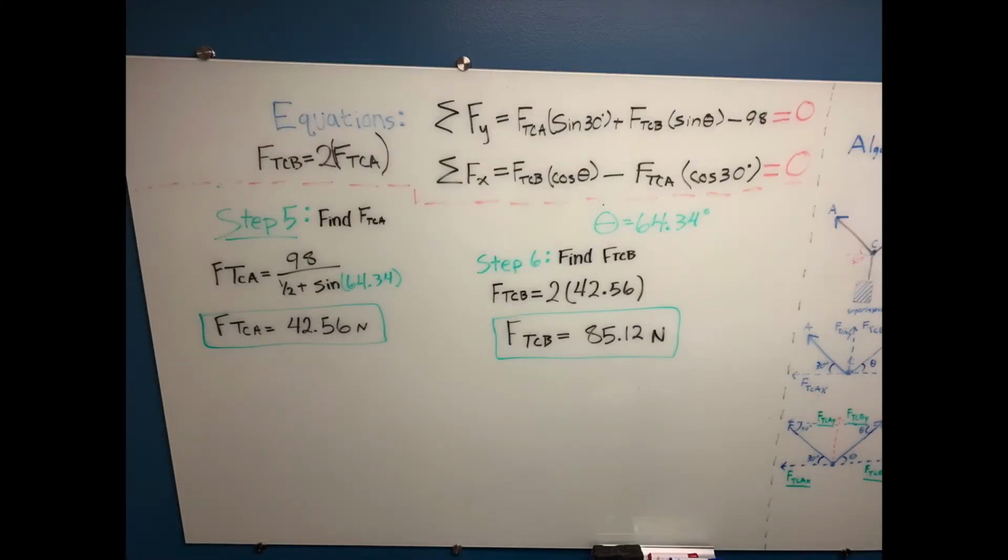Step 5. Find FTCA by plugging in our new theta. We will get 42.56 newtons. Step 6. Now we can finally find our force of tension of cable CB. By plugging in FTCA, we will get 85.12 newtons.